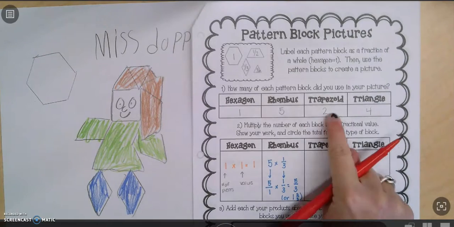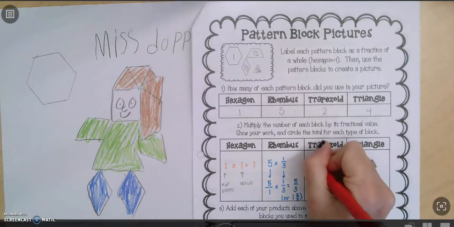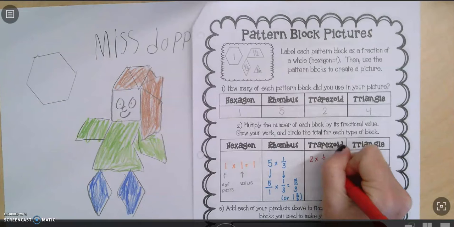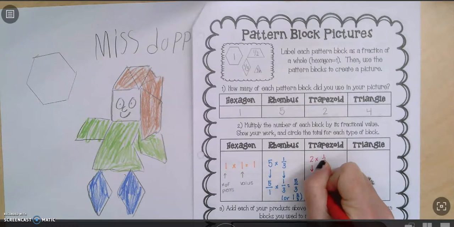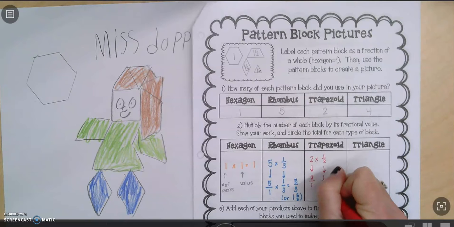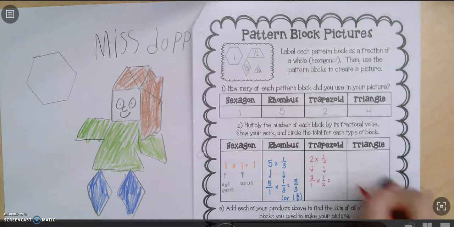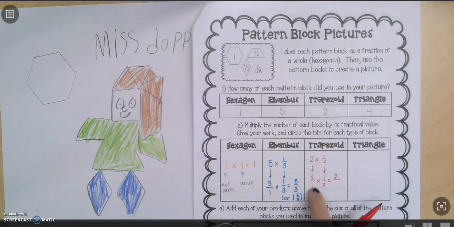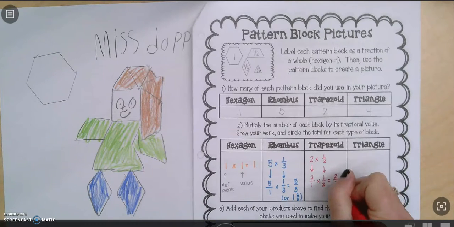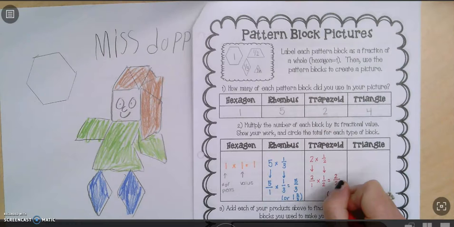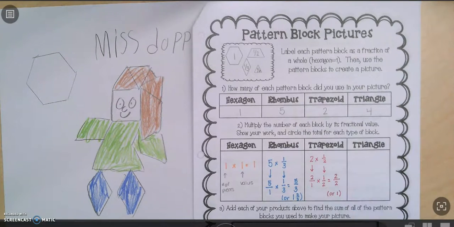I have 2 trapezoid pieces times the fractional value 1/2. So to multiply that whole number, I'm going to rewrite the 2 as 2 over 1. I keep my 1/2. Then to multiply fractions, I multiply the numerators. 2 times 1 is 2. And multiply the denominators. 1 times 2 is also 2. I can see that 2 over 2 is the same as 1 whole.